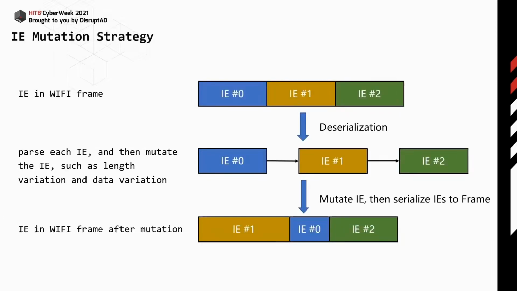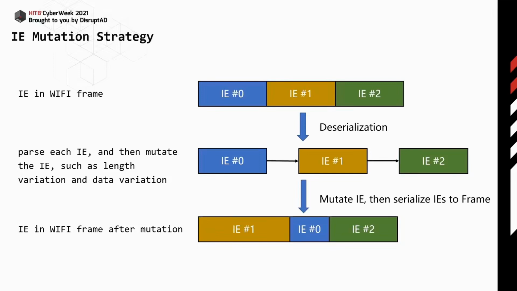Next, let's introduce the optimization of Wi-Fi Hunter's mutation strategy for information elements. We know that each IE in the Wi-Fi frame is stored sequentially. This layout makes it more troublesome for us to make a mutation, especially if we want to modify the length of an IE and change the position between the IEs. So the plan I take is as follows.